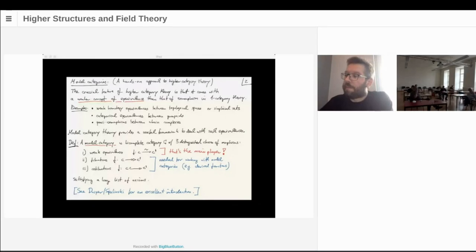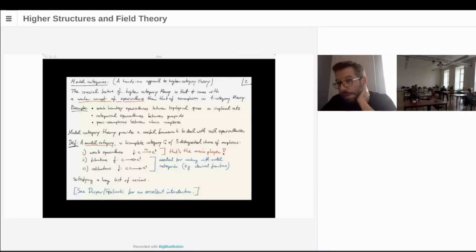So for example, when you work with topological spaces up to homotopy, you compare topological spaces up to weak homotopy equivalences. So if you have a map between topological spaces, which induces an isomorphism on all homotopy groups, then you say that this map is an equivalence between these spaces. The same works for simplicial sets.